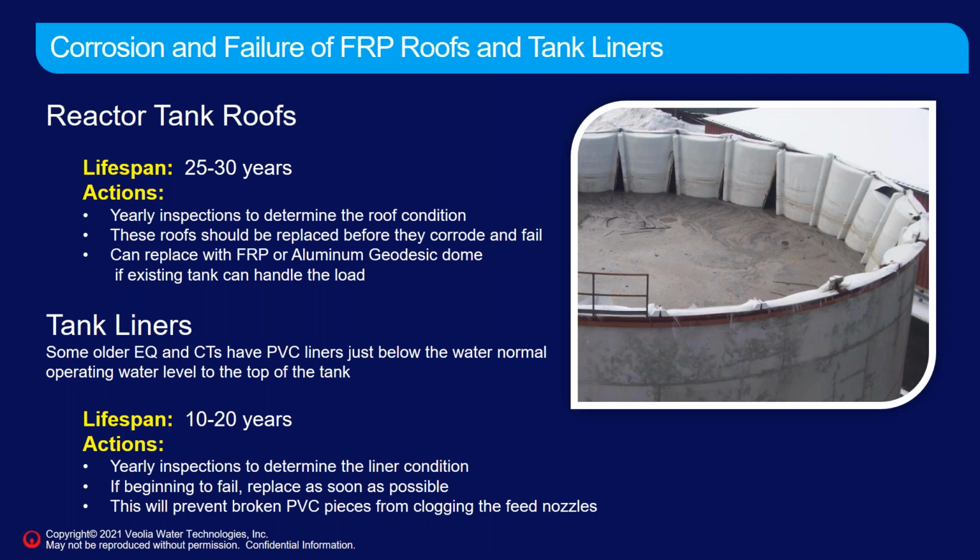Also, on these tanks, like EQ tanks and conditioning tanks that don't have a constant level or are not at a high level, there's a thin sheet PVC liner that scrapes down the inner sidewalls of the tank below the normal operating water level. That's like a corrosion barrier for the tank walls. Those liners will fail over time, a 10 to 20 year lifespan we've seen. So that's another thing you should be inspecting when you go in these tanks.